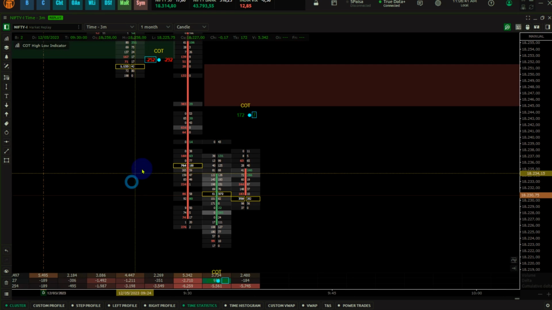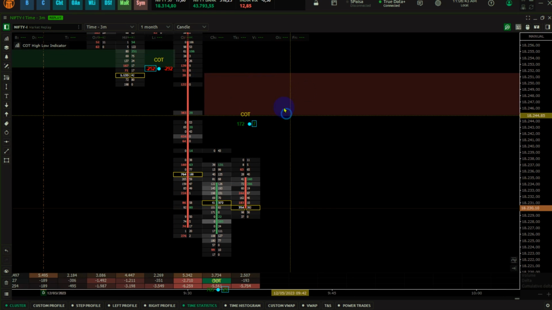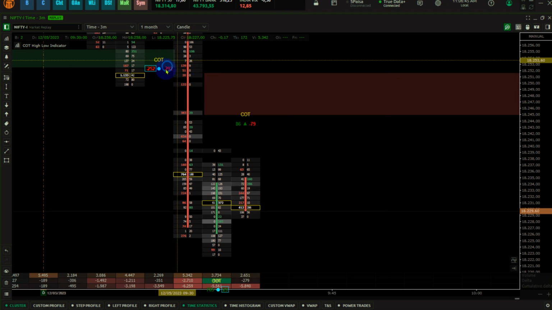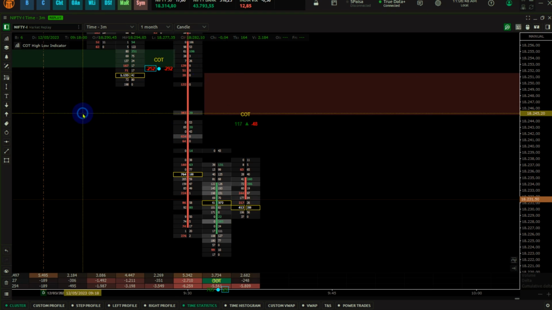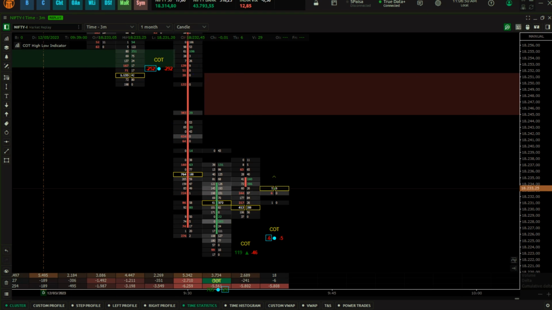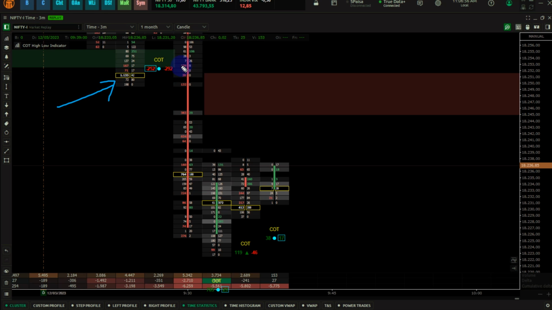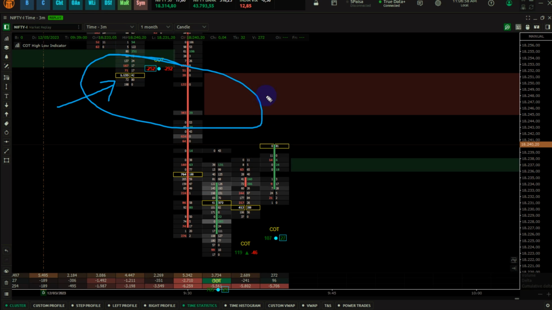What is a confirmation? The price should start auctioning above this level where these sellers have stepped in from the last level. So what do I mean? This is the level where the last time the buyer stepped in and the sellers took them out. So this level is of really good importance to us. If the price starts auctioning above this, I am ready to take a buy trade.